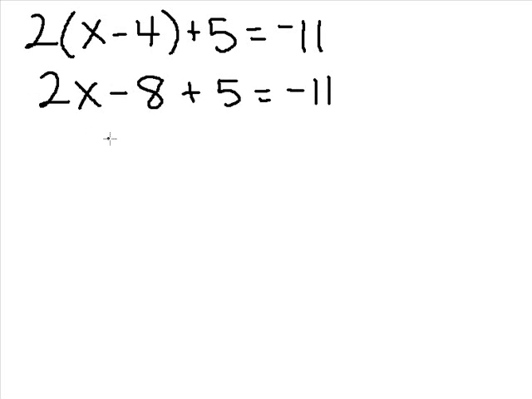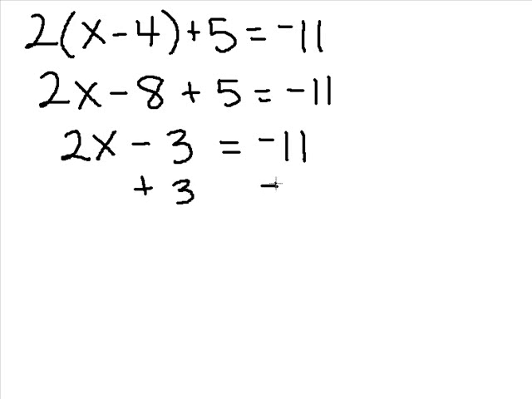Let's combine like terms on the left side of the equation. Minus 8 plus 5 is minus 3. Notice that we're rewriting the equation each time on each line. We want to get x by itself on the left side of the equation. So let's get rid of the 3. I can add or subtract the same number from both sides of the equation. In this case, if I add 3 to both sides of the equation, I will get rid of the constant on the left side.